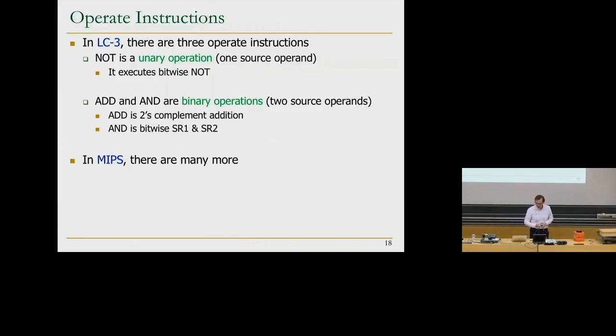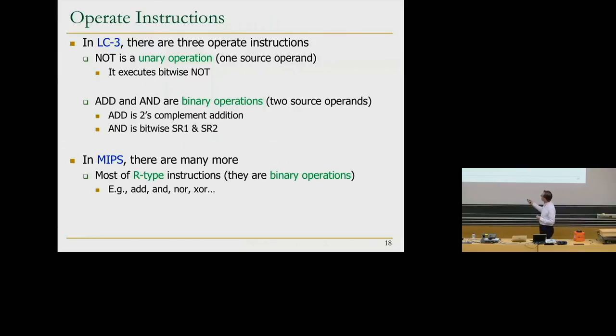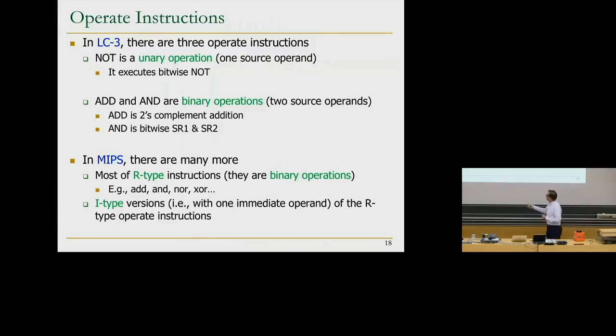In MIPS, there are many more because it's more expressive. LC-3 is very basic. And you know by now that if you have AND and NOT, you can do anything, right? Add is there for convenience, of course, because you're functionally complete once you have AND and NOT. So in MIPS, there are many more. Most R-type instructions are binary operations, like add, AND, NOR, XOR. There are I-type versions of it, which operate on not 2 registers, but 1 register and 1 immediate operand, and then write the result into a register. And there are F-type operations, floating point operations that we're not going to go into. If you're interested, this is very interesting, but we don't have time, unfortunately.